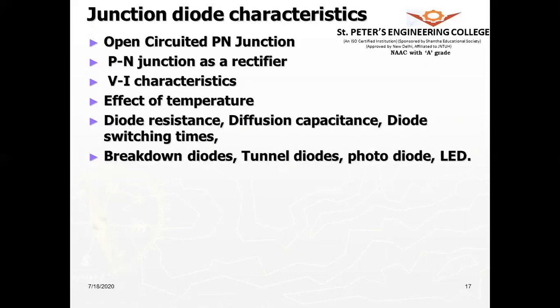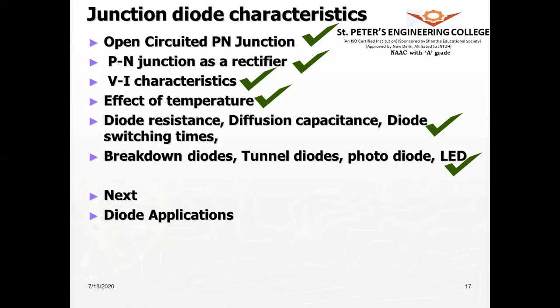In this video, we had seen the open circuited PN junction, and how you can use a PN junction as a rectifier. We looked into the VI characteristics, and we saw how it is dependent on temperature. We looked into some of the concepts such as diffusion capacitance and diode switching times. We also looked into different types of diodes. In the next session, we will look into the applications of the diode. Thank you.